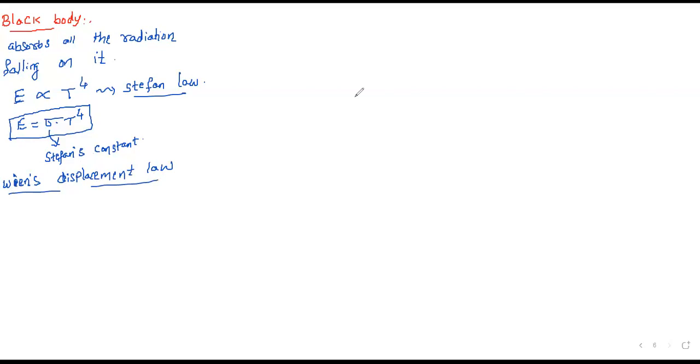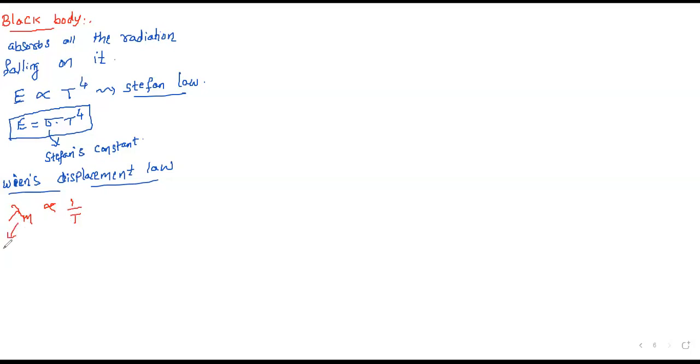According to the Wien's displacement law, please remember, you can find the wavelength corresponding to the maximum intensity of the emission of black body radiation. The wavelength corresponding to the maximum intensity of the emission of black body radiation is inversely proportional to the temperature. Wien's displacement law tells us this wavelength.